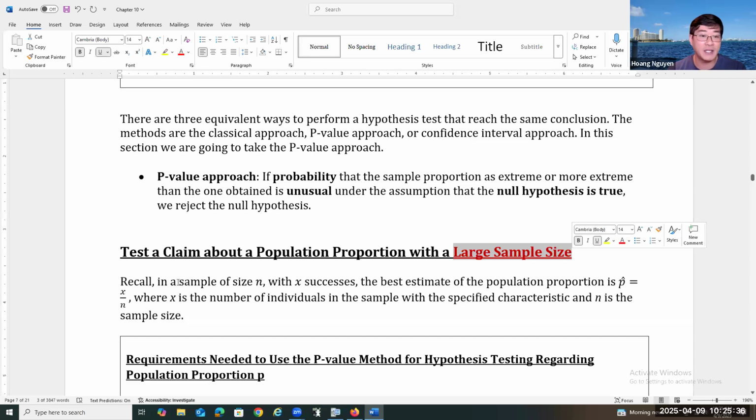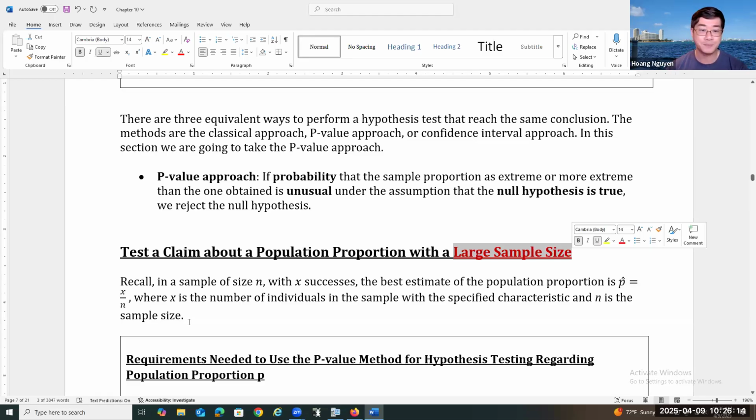So recall that in a sample size n with x successes, the best estimate for the population proportion is the sample proportion p hat. And then p hat equals x over n, where x is the number of individuals in the sample with some specific characteristic and n is the sample size. So the best estimate for the population proportion is the sample proportion p hat. And the way that we calculate p hat, we're going to take x over n, where x is the number of individuals with some certain characteristic, and n is the sample size.